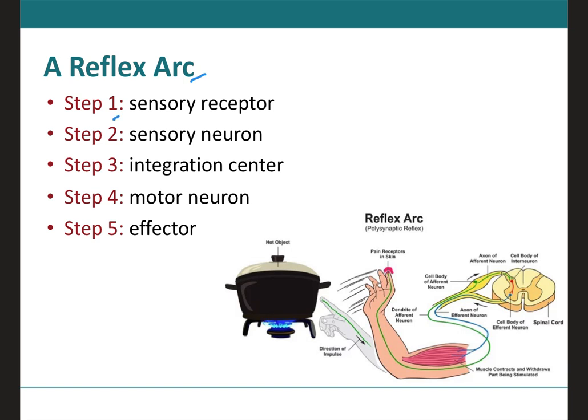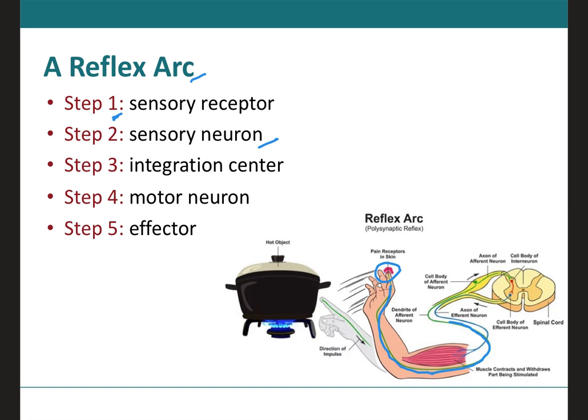Let's start with step number 1. Step number 1 occurs at the sensory receptor, where the receptor will respond to a stimulus by producing a receptor potential. There are many types of these sensory receptors. They can be stimulated by pressure, by extreme temperatures, physical damage, or even exposure, for example, to chemicals. Then we have step 2, which is the sensory neuron. Axons will conduct action potentials from the receptor to the integrating center.